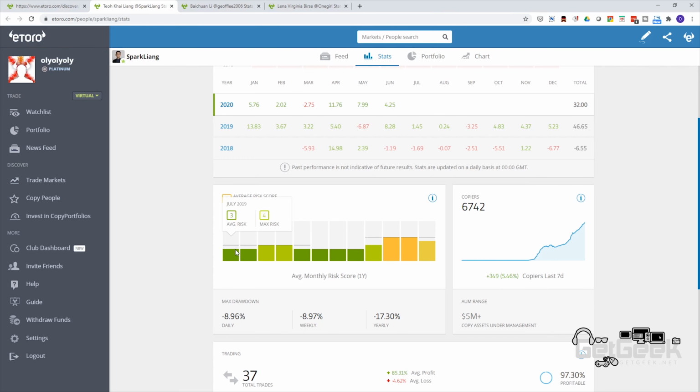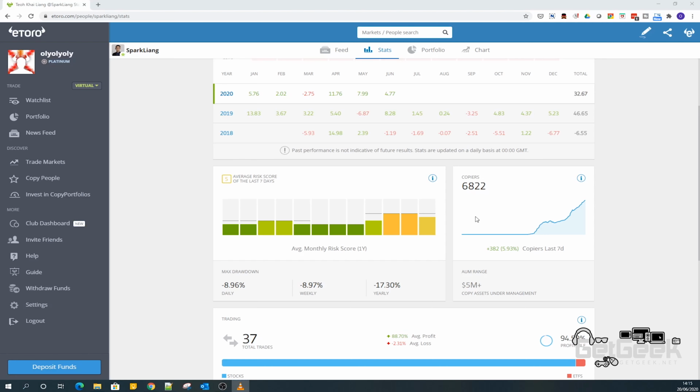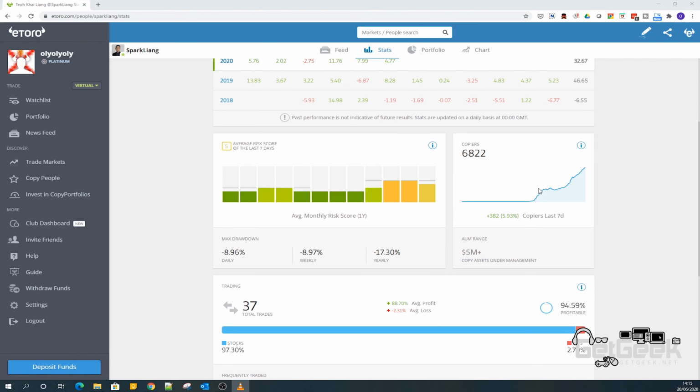So you can see what their average is for a month and what their max risk score reaches. Now, risk score does actually go up to 10, I believe, but like I said earlier, you can only max copy someone who's a 7 at the moment, and 6 normally. The number of people who are copying them, I'm not really interested in at the end of the day. And like I said before, it's just a starting point for finding new people.